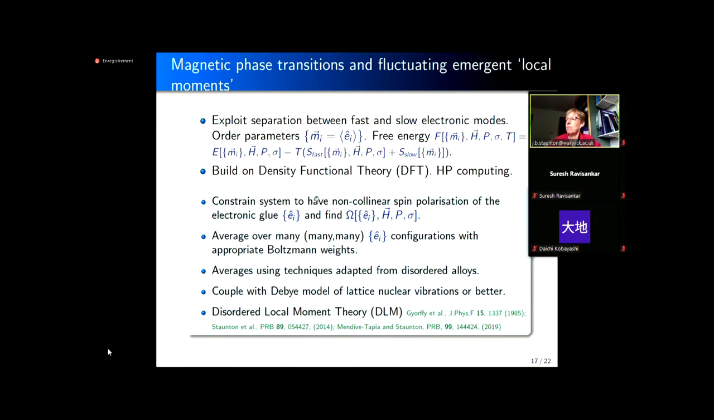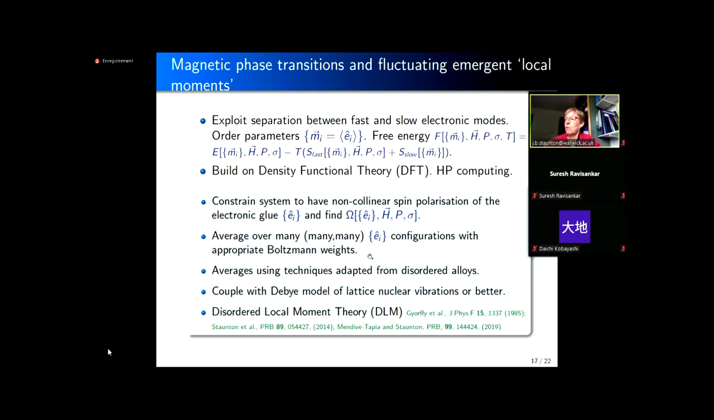So that's really put in a nutshell here in this block. As I said, you constrain the system to have some non-collinear spin polarization. So that sets up some energy as a function of these constraints, and then one can apply an external magnetic field or strain it or apply pressure or whatever. Then, formally, one would have to think about how to carry out these averages of the configurations with the appropriate probabilities, appropriate Boltzmann weights, and what can be done.